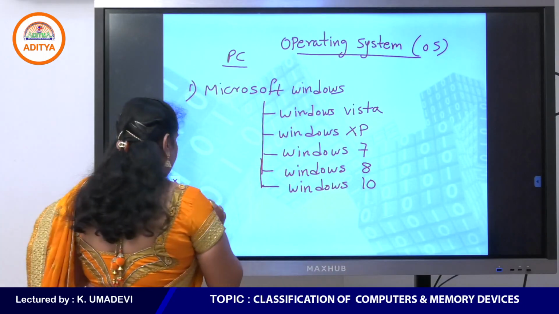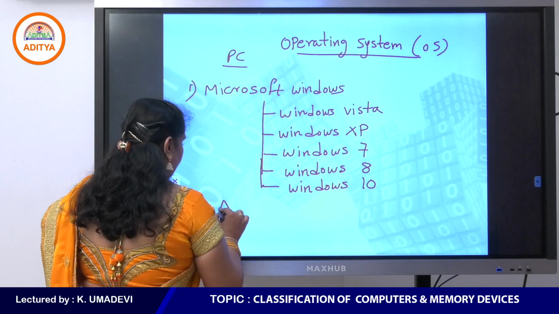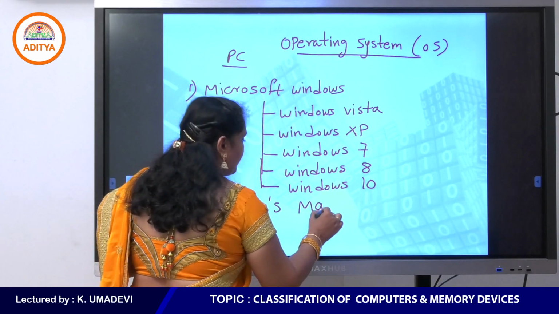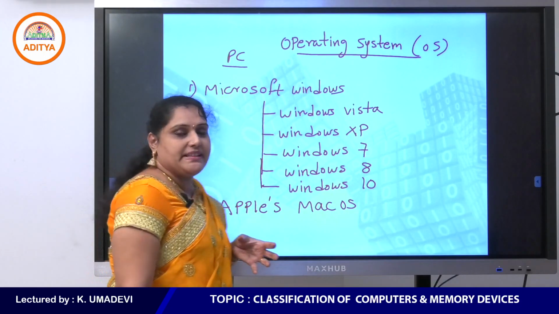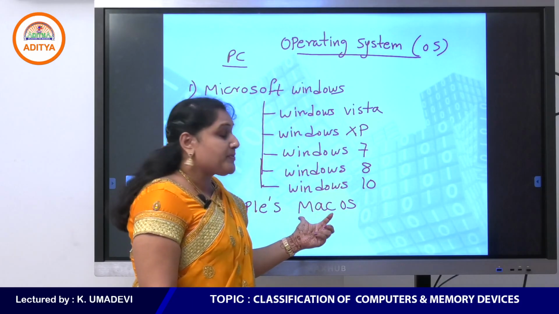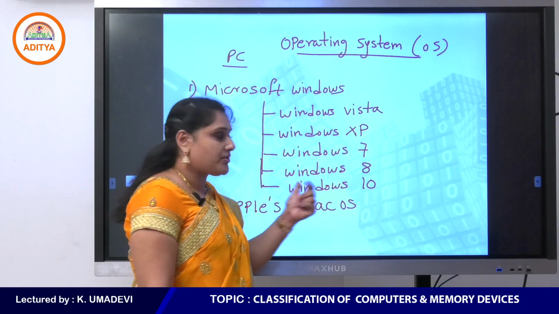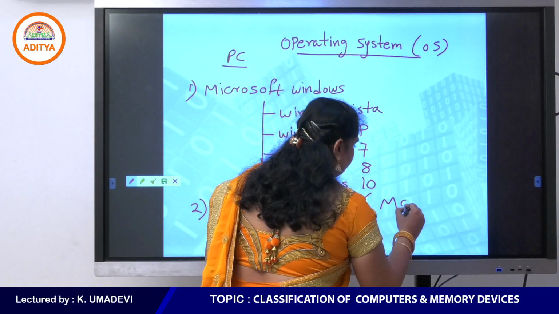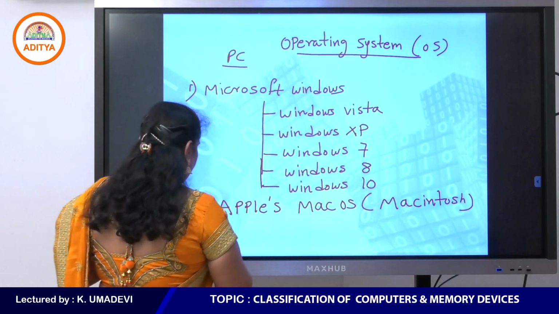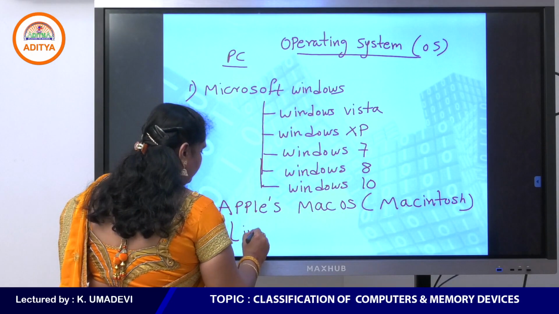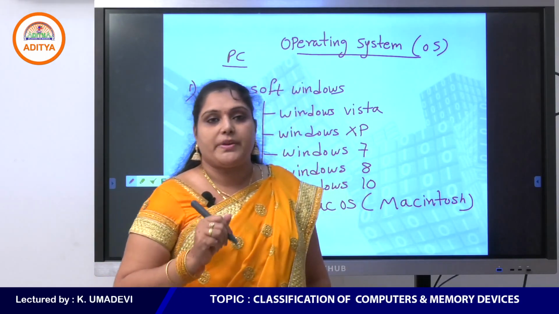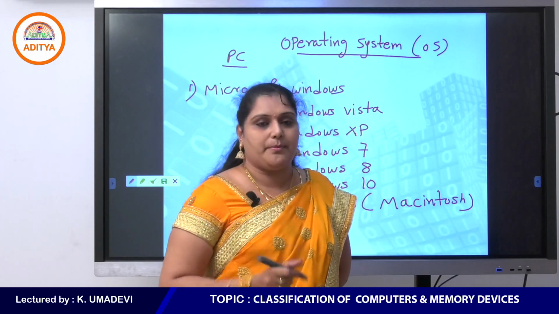What is the next operating system? Apple's Mac OS. See, all the Apple products use a special operating system, that is Macintosh OS. And another one is Linux. So these three are the most common operating systems used on our personal computers.